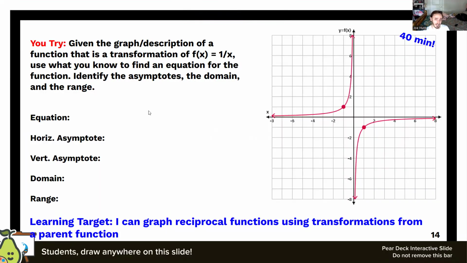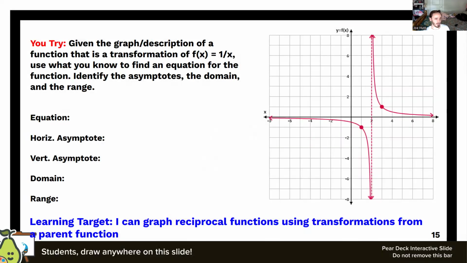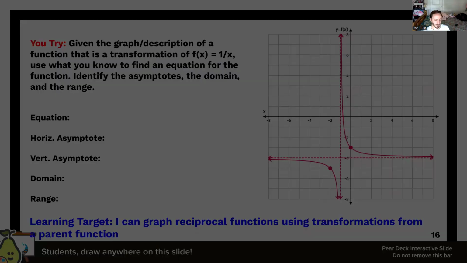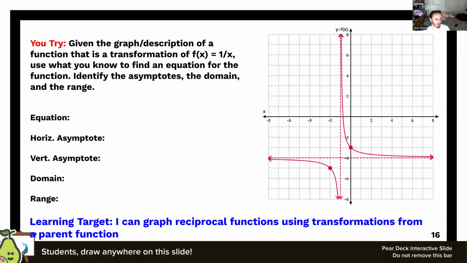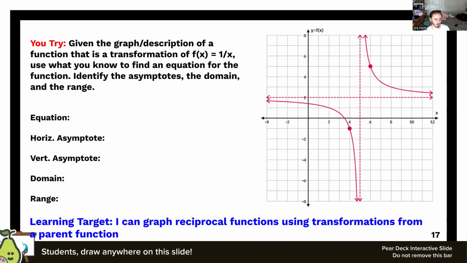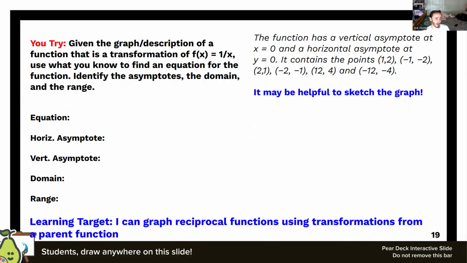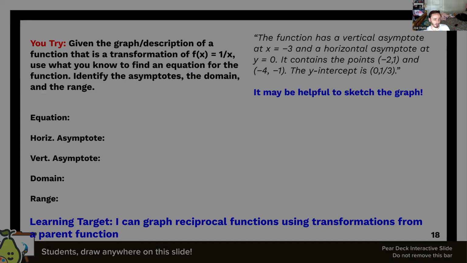What I want you to do is to take some time with your group mates and work your way through as many of these graphs as you can. You'll notice that some of these graphs are going to look really similar to just 1 over x, and some of them might start to look more and more different. I want you to think about what you notice is different about the graph, how that affects the asymptotes, and how that affects the domain and the range. Then from there, how can you use those changes to write an equation that goes back to what we saw with 1 over x, but also captures the new patterns of behavior?